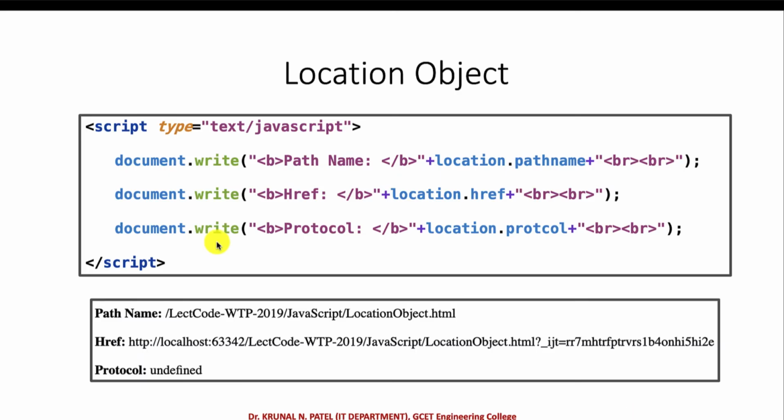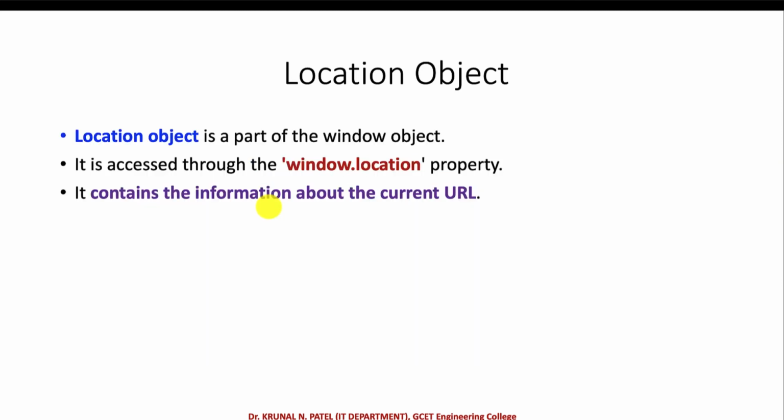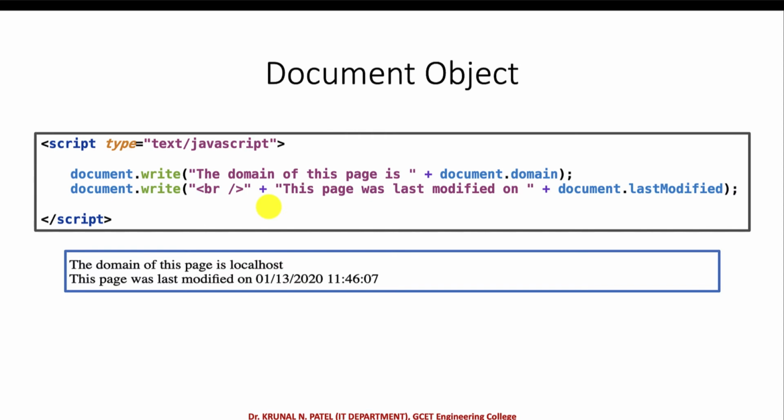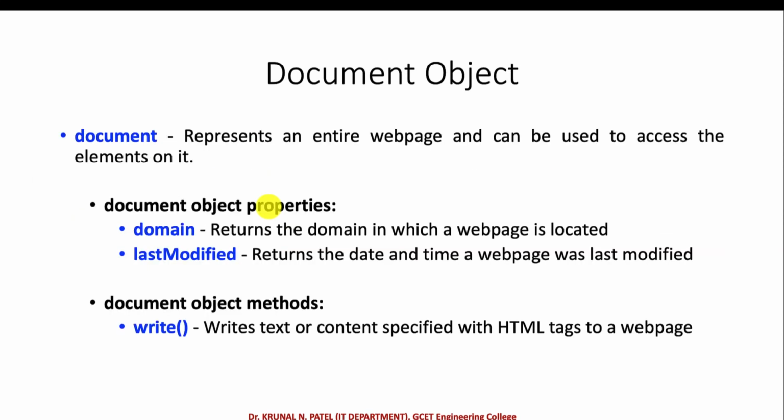Good morning, everyone. In continuation with our JavaScript tutorial, today we are going to see some other predefined objects supported by JavaScript, right? In that, the first is the document object. The document object we have discussed many times. So, what is document? The document represents an entire web page and can be used to access the elements on it. It has some properties and methods.